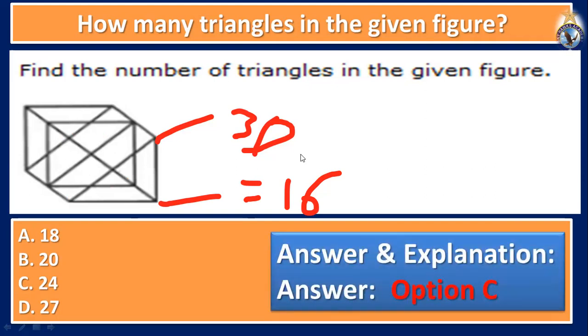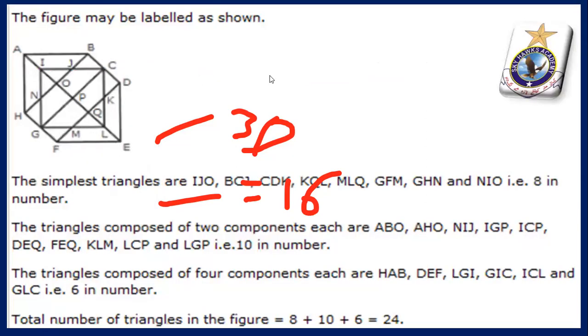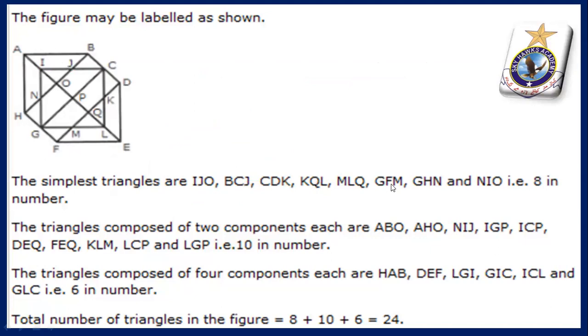So see, 24 triangles are there. How can we make 24? Let me tell you. This is what I mean to say. I'm just clearing all this drawing, and look at this. Once again, the rule is the same. We are labeling all the vertices, all the corners, all the points of intersection of all the lines which make up this diagram. So we are getting a lot of vertices.